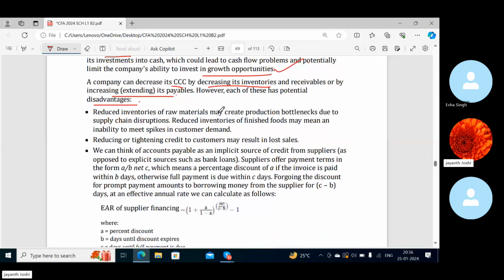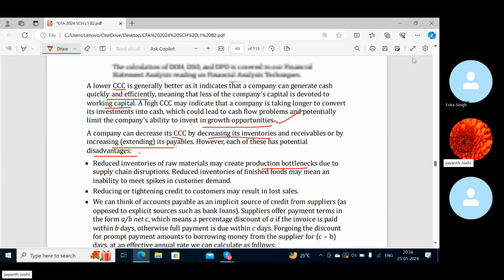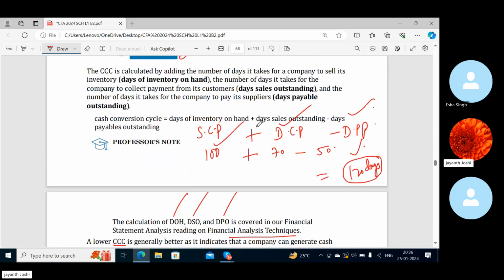So what happens? Reduced inventory of raw material may create production bottlenecks. That means, see what is happening: if your current assets are more and current liabilities are less, you have a higher cash conversion cycle. If your current assets are less... see DCP, stock conversion period. Let's say in our example only, if this has become 50 and this has become 30 minus 50. Now what is your cash conversion cycle? 30 days. Is it right?